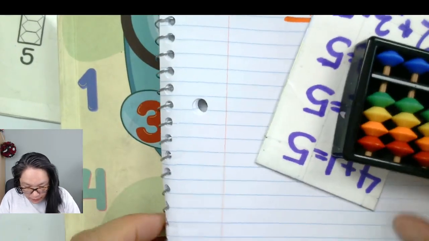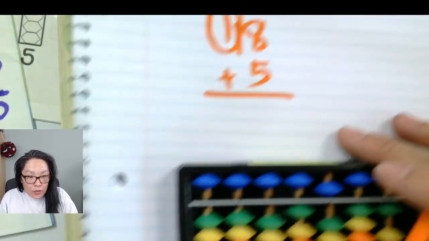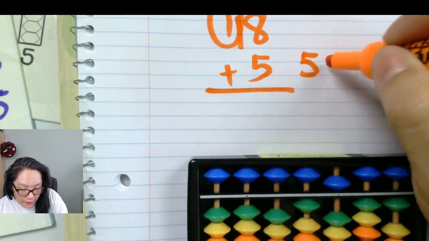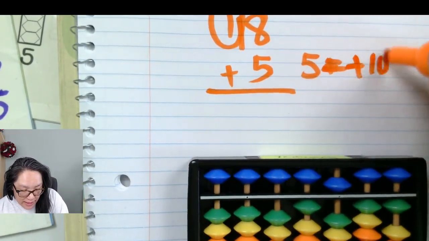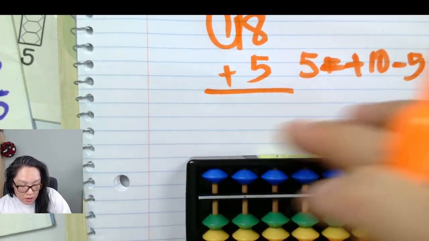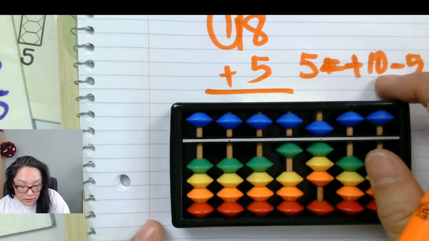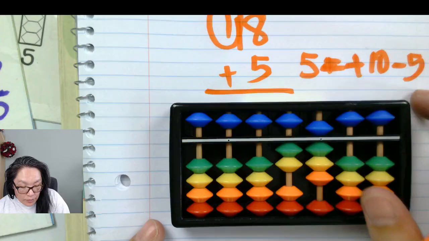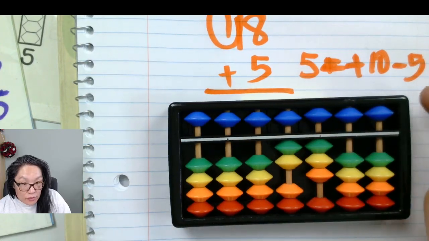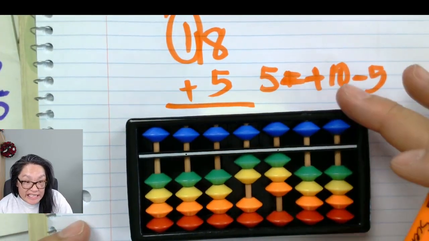Okay, remember how to add a 5? Plus the 5 is equal to plus the 10 minus the 5. We can do that. It's the same thing. We have 18. I'm going to add the 10, and I'm going to minus the 5. I take away the 5. So my final answer is 13.